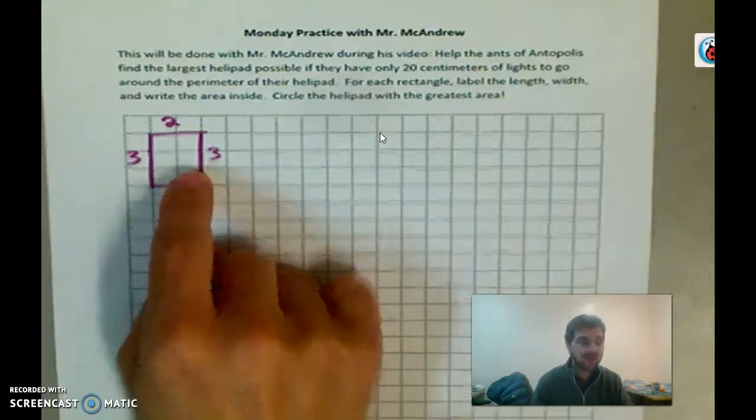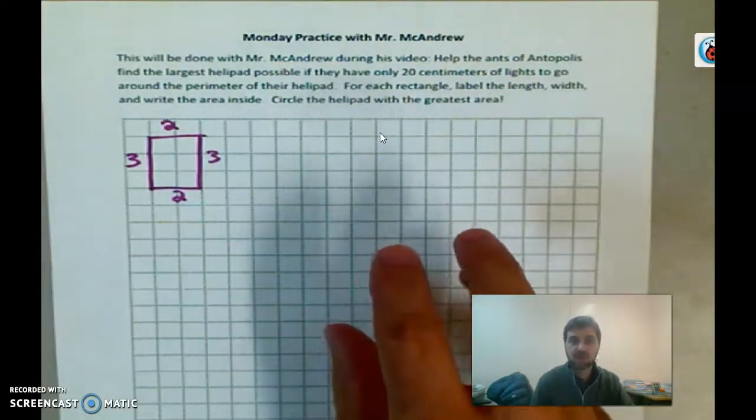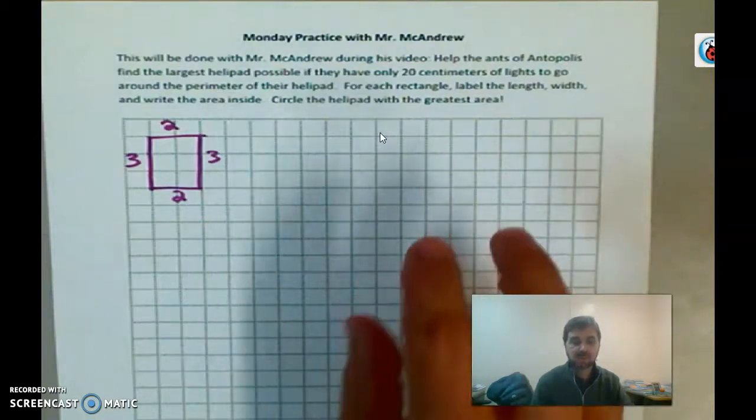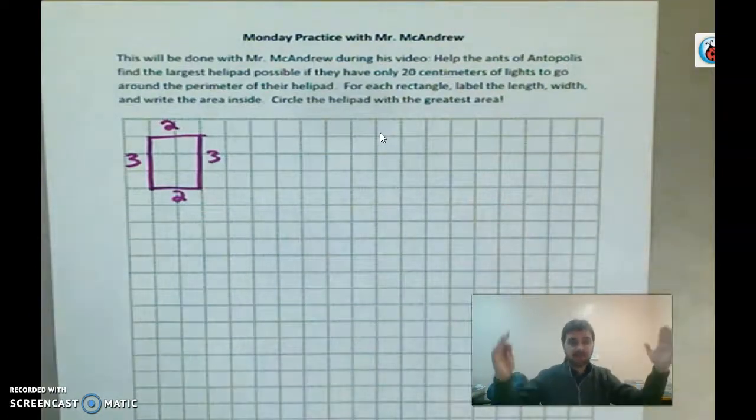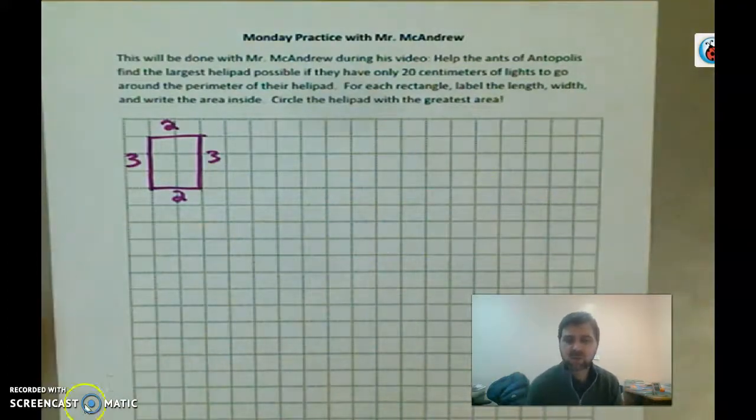So we have to find as many rectangles as we can with a perimeter of 20 centimeters, because that's all we have. That's the greatest length of lights that the ants have. And then we want to find the biggest one possible. Let me show you one example, and then you try to find some more.